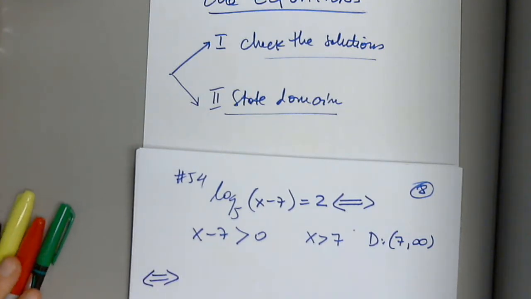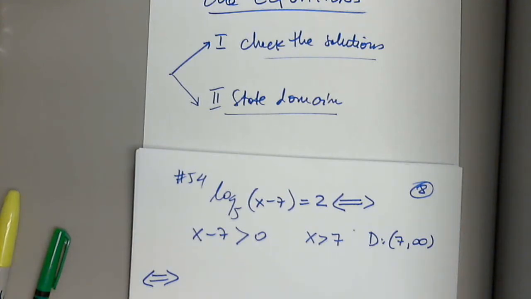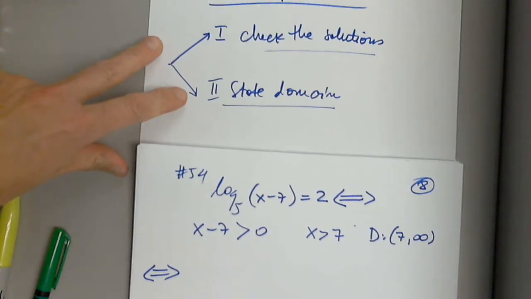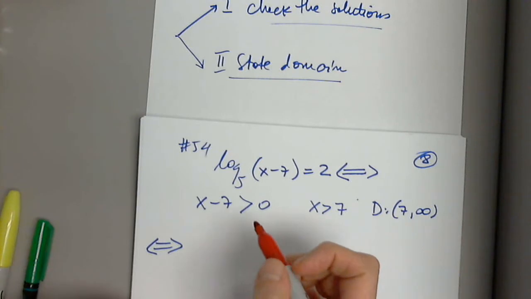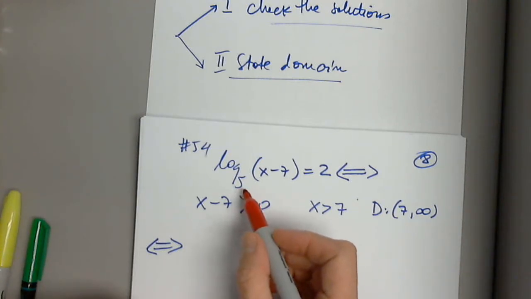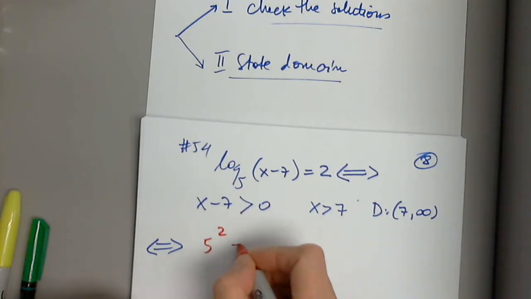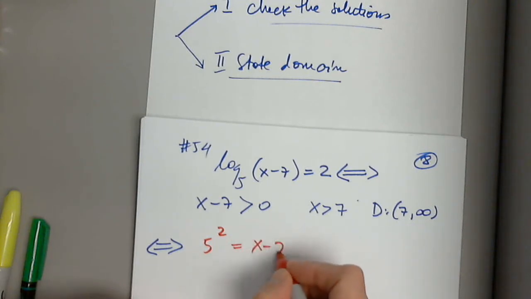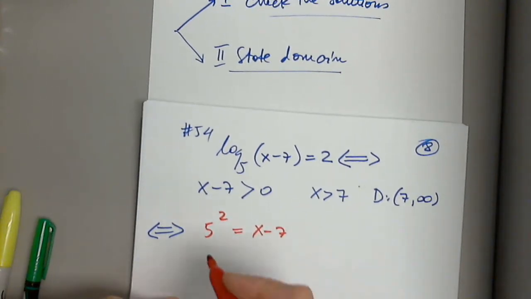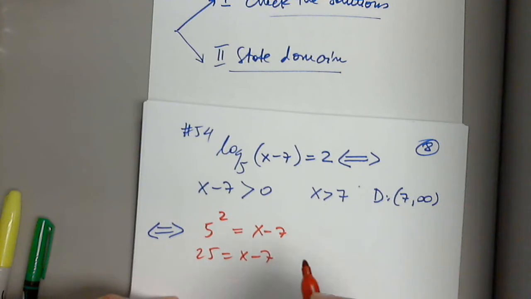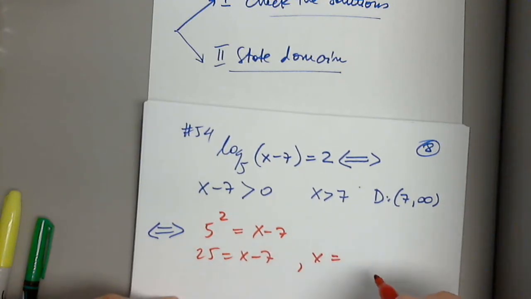Which exponential equation? It's 5 to 2 equals x minus 7. That's it. Awesome, Amanda. Thank you. So this is 25 equals x minus 7, which means x equals 25 plus 7, which is 32.